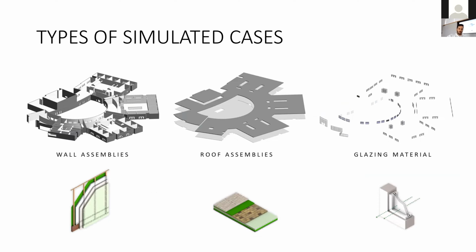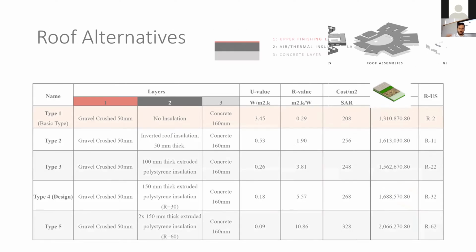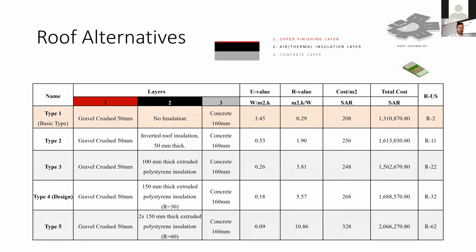So in this case study, we focused on wall assemblies, roof assemblies, and glazing material. And this is just an example of the roof assemblies that we used. We used five different types. We used the proposed type, which was the basic type, without any insulation.